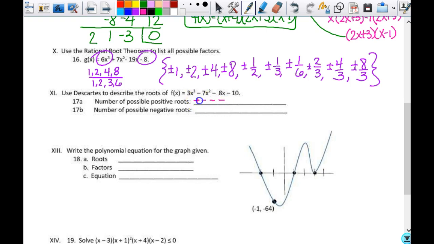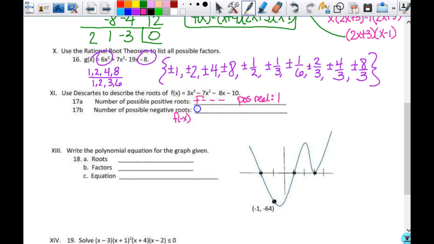So that means that there is only one change in the signs. So for my positive real root possibilities, I have 1. That's it. For negative, I have to look at f of negative x here. All I really care about is the sign.